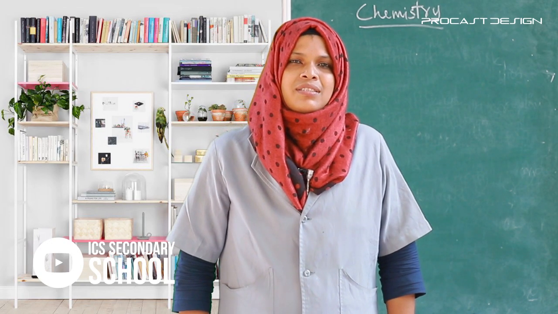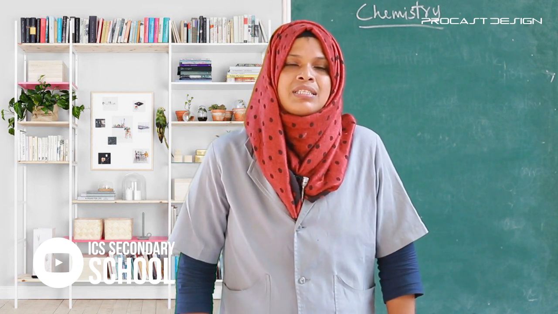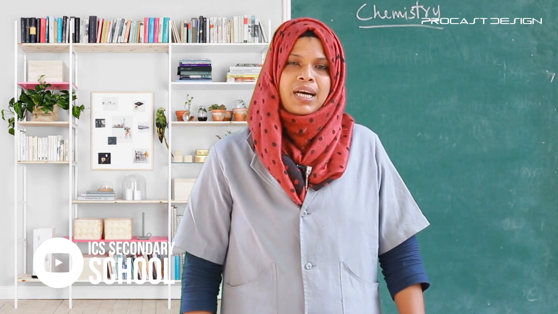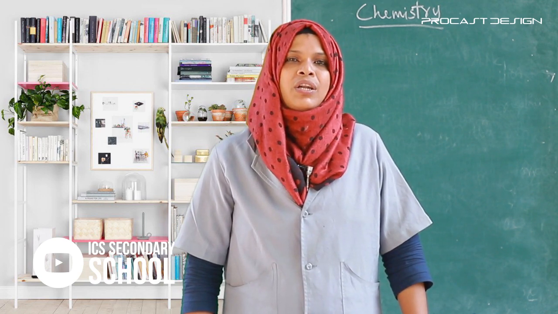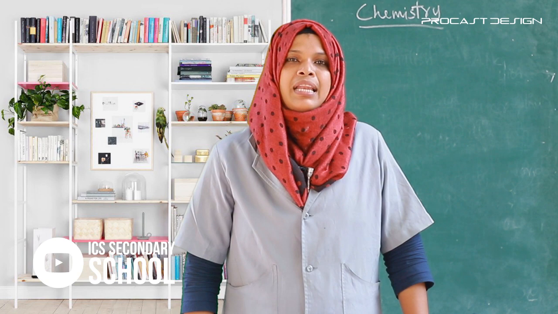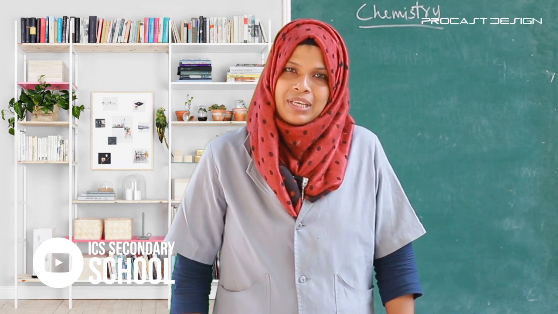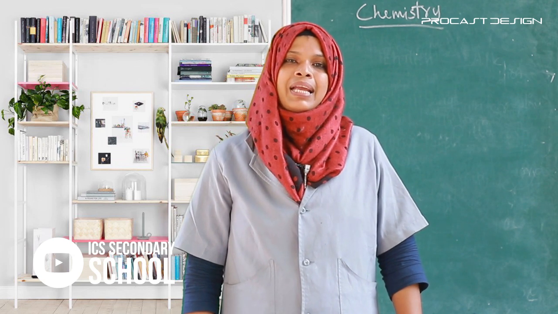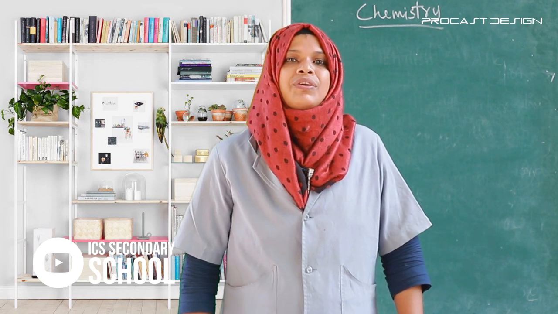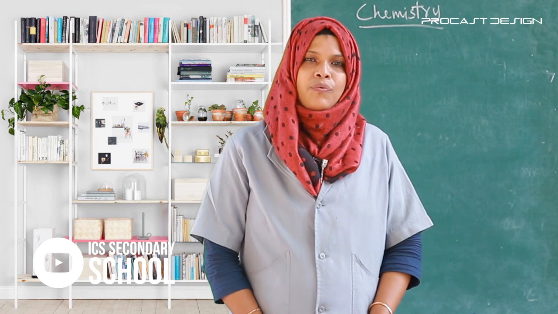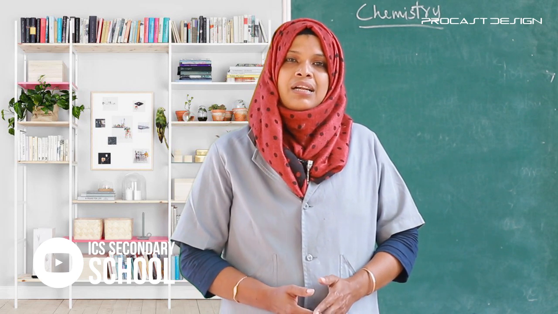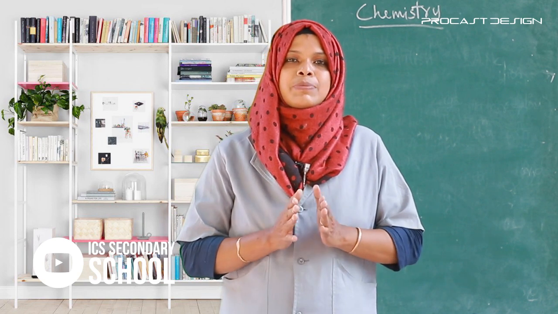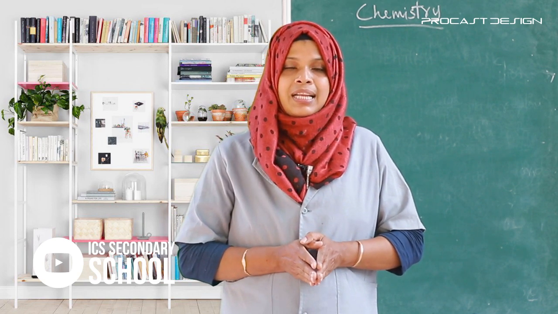Hello my dear students. Last class we discussed chemical formula. What is meant by chemical formula? The method of indicating the number of atoms in a molecule using symbols is called chemical formula. Now we find out the total number of atoms present in a sulfuric acid molecule.